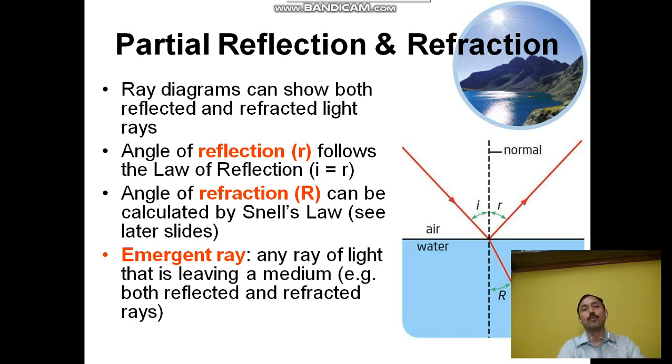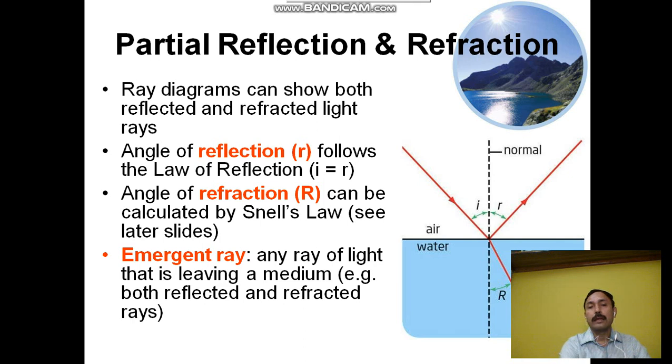Ray diagrams can show both reflected and refracted light rays. The angle of refraction r can be calculated from Snell's law. We will explain it on later slides. Here i is the angle of incidence and this light is reflected from the surface. This follows the laws of reflection. So i is equal to r, where small r is the angle of reflection.